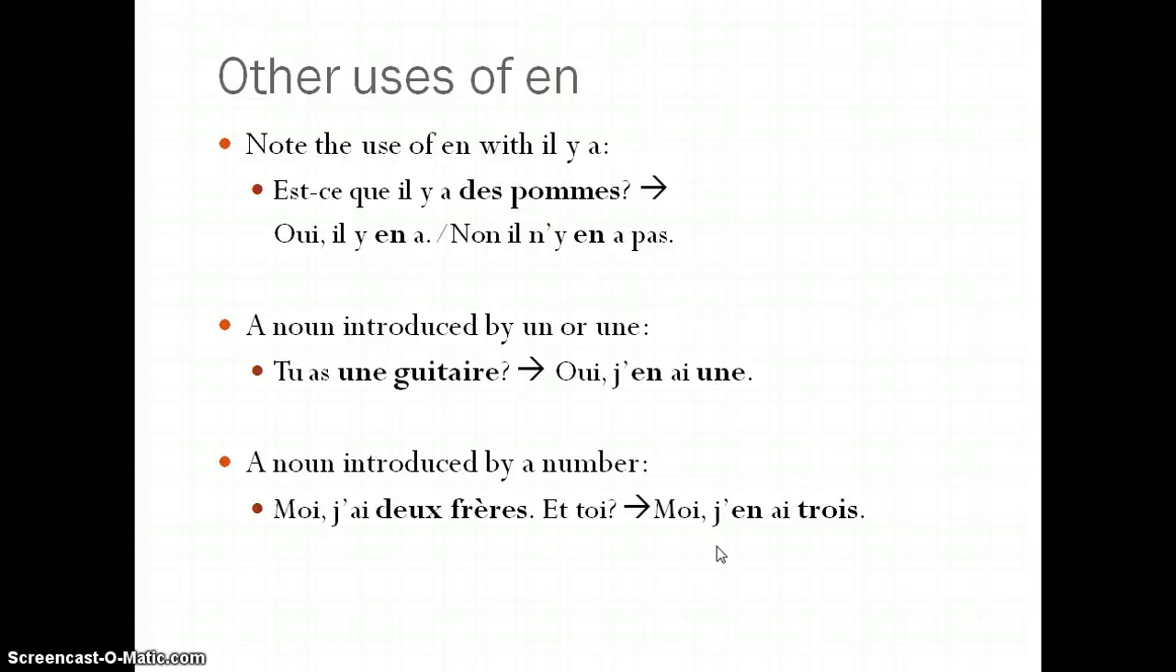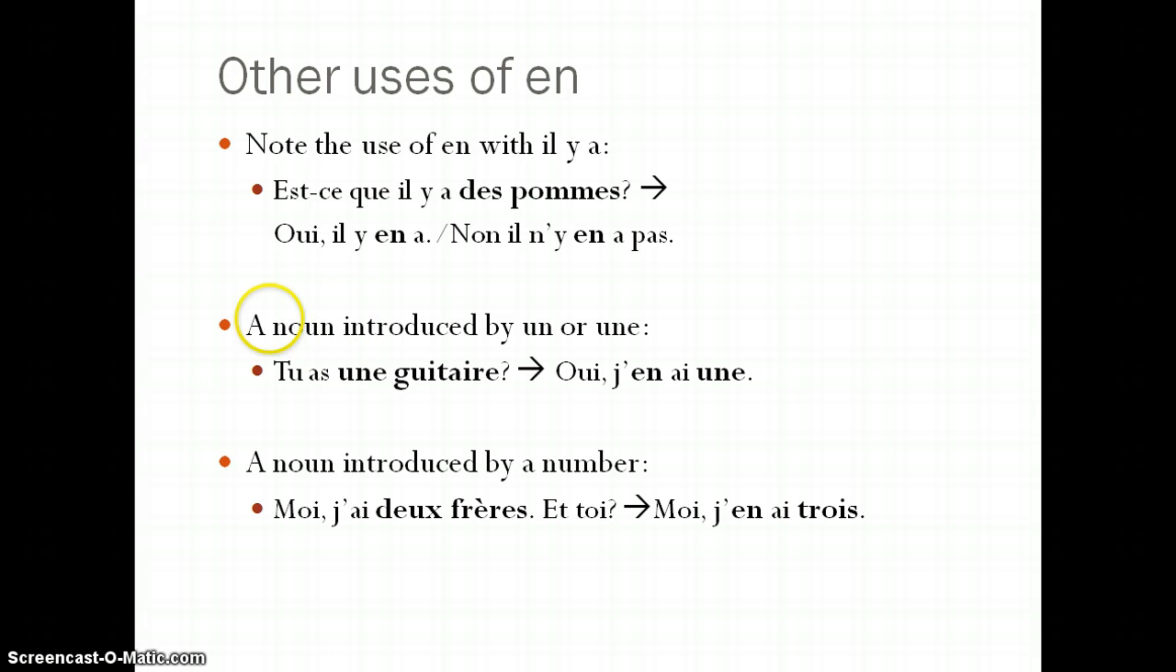Other uses of en: it can also be used with il y a. For example, est-ce qu'il y a des pommes? Oui, il y en a. Non, il n'y en a pas. So this is a good phrase to learn. Yes, there are some. Oui, il y en a. No, there aren't any. Non, il n'y en a pas. And that's another one that you can start working into conversations. It's a set phrase if you're asking, are there some of anything that you want to say, des pommes, des stylos, des crayons, whatever. You can say oui, il y en a, non, il n'y en a pas.